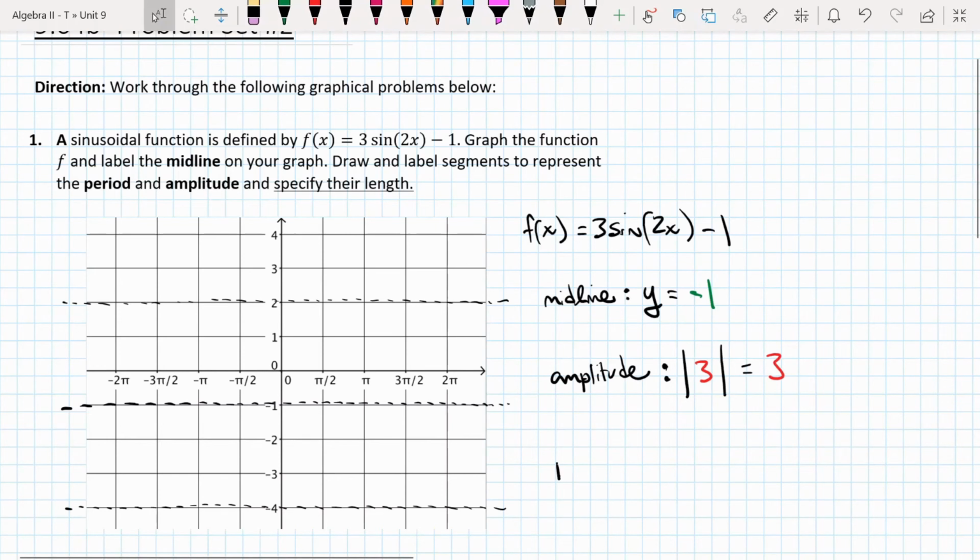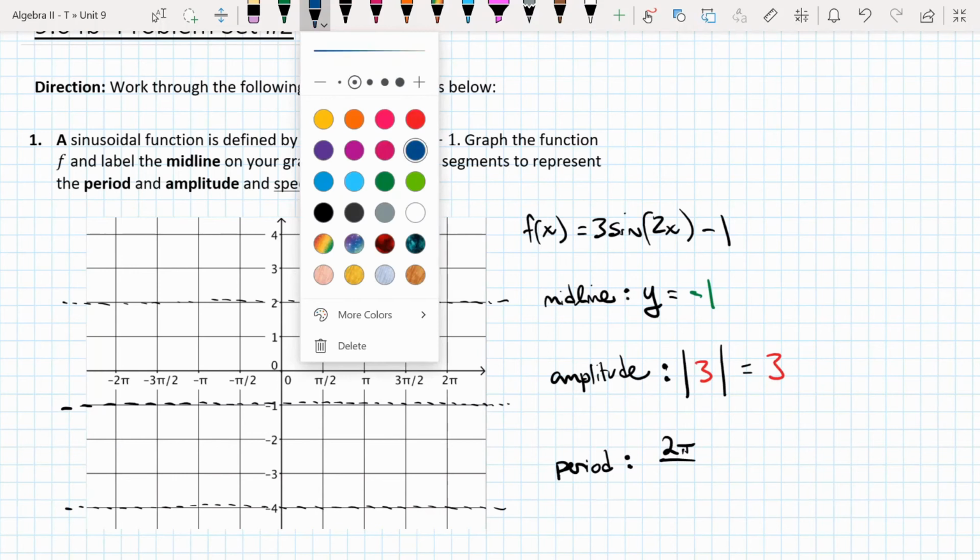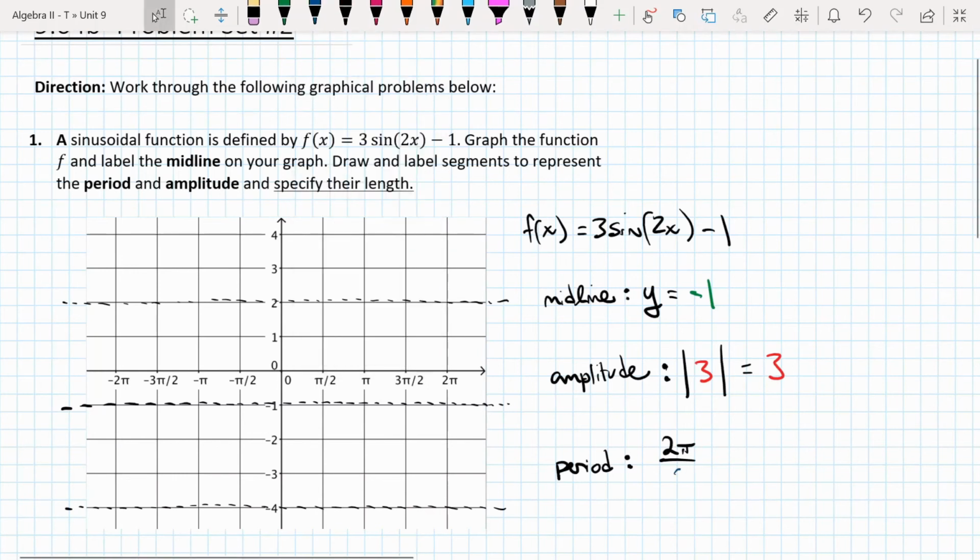Lastly, we're going to determine what the period of this is. The period is defined as 2 pi over the b value. Well, the b value is 2, so it's going to be 2 pi over 2, and that's going to be pi. So that's the length of one repeating cycle of this trig function.